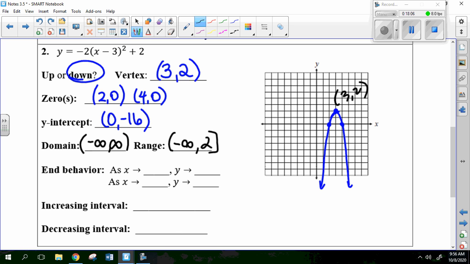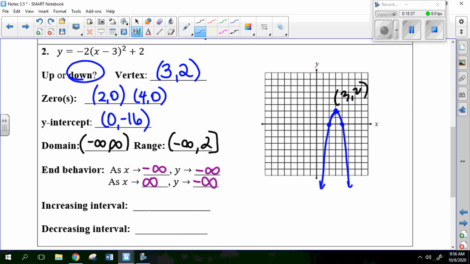End behavior. I have a left end, so I put negative infinity in the first blank, and I have a right end, so I put positive infinity in the blank under that. Left and right go with the x. Now, both ends are pointing down, so what goes in both y spots? Negative infinity. Good.